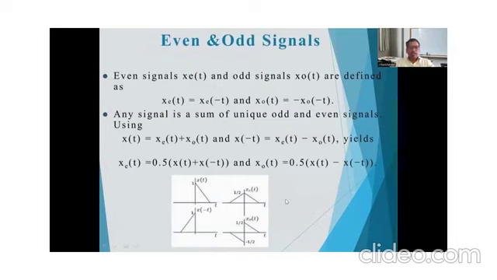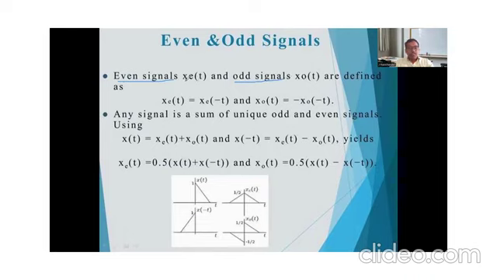Now, even and odd signals. Next, another classification is even and odd signals. Even signal means symmetric signal. The signals which are symmetric about the origin, those signals are known as even signals. And odd signals: the signals which are asymmetric about the origin are known as odd signals.